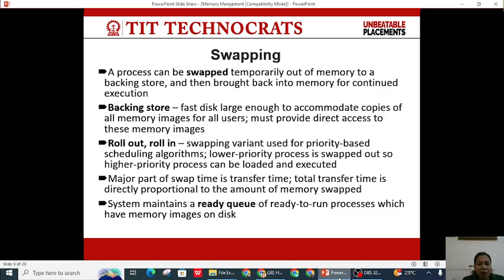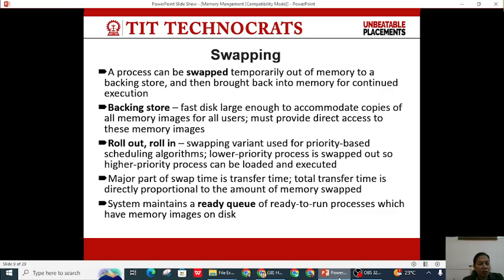The major part of swap time is transfer time, when we swap in and swap out, or roll in and roll out, so many times. So the swap time becomes bigger than the execution time, and most of the time goes to swapping only. The major part is transfer time, transferring the process from main memory to hard disk and back to main memory. The system maintains a ready queue of ready-to-run processes which have memory images on disk.